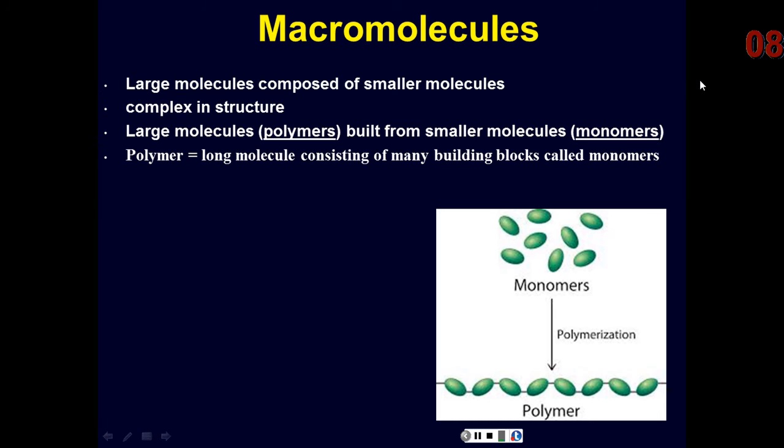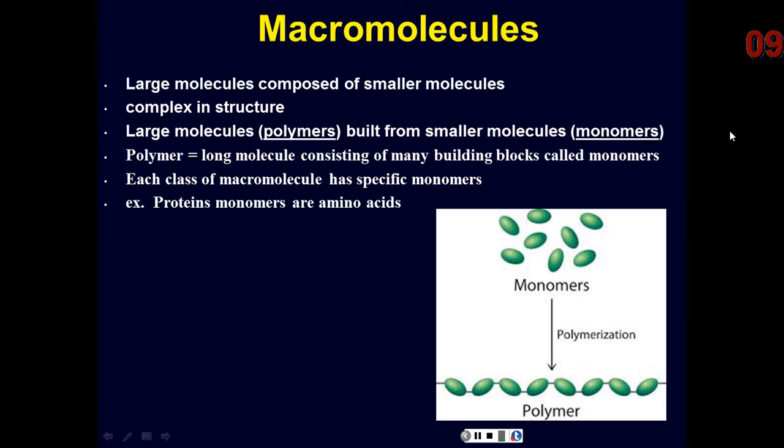And keep in mind, as we talk about these groups of organic molecules, the carbohydrates are going to have their individual monomer. Proteins are going to have a different monomer, and nucleic acids are going to have their monomer. So each class of macromolecule has a specific monomer. We're going to talk for the next few slides about how to put the monomers together and take them apart. But for instance, proteins, which we're going to talk about later on, the monomer of a protein is an amino acid. You may have heard of those before.